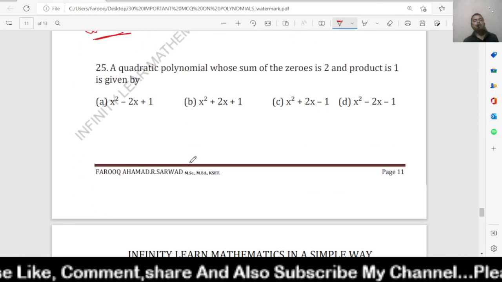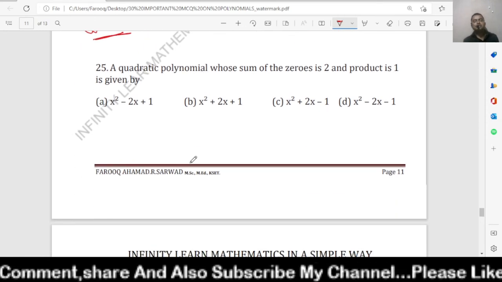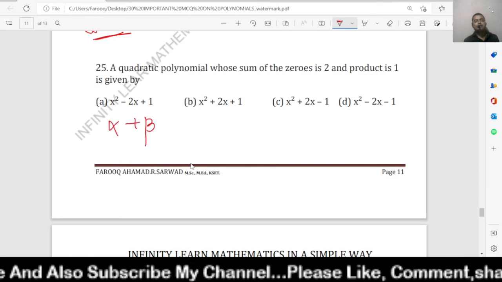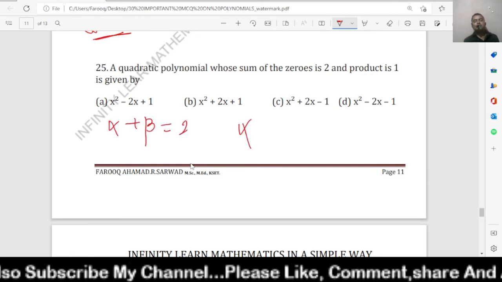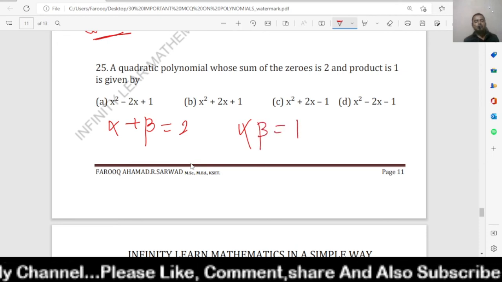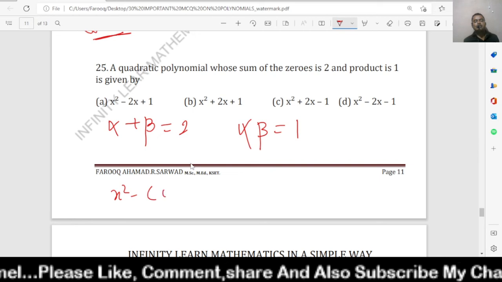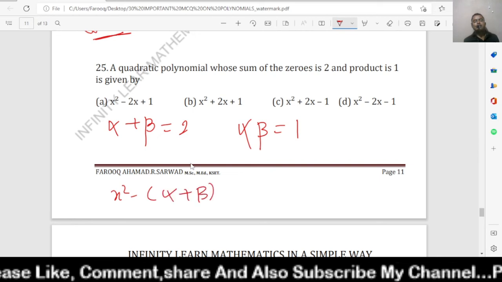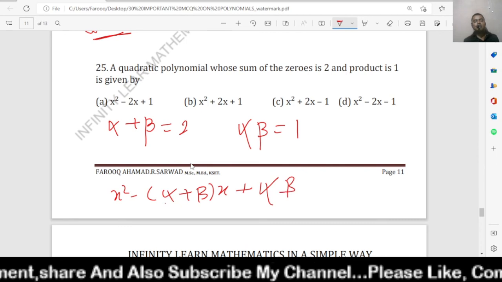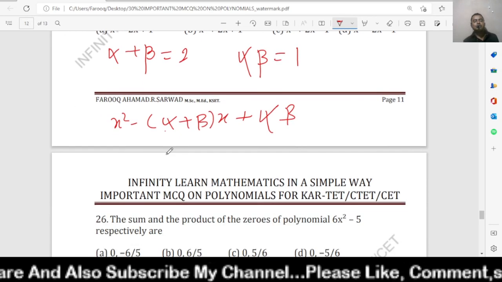A quadratic polynomial whose sum of the zeros is 2, that is alpha plus beta is equal to 2, and product of the zeros alpha into beta is equal to 1. So we know that x square minus (alpha plus beta) x plus alpha into beta. What is the value of alpha plus beta here? 2.